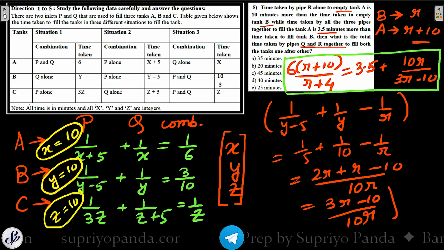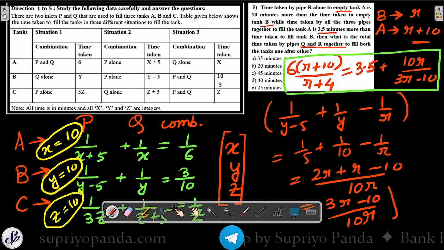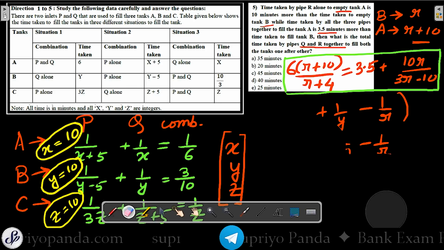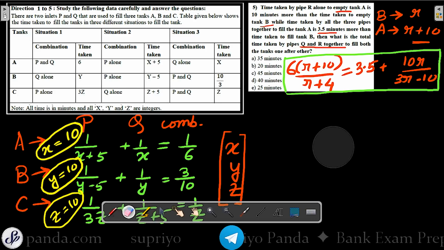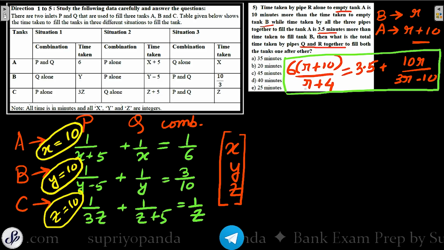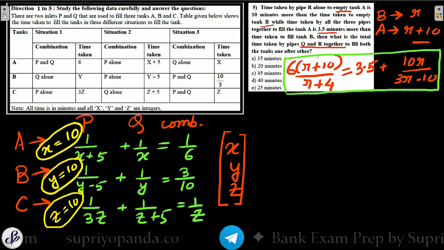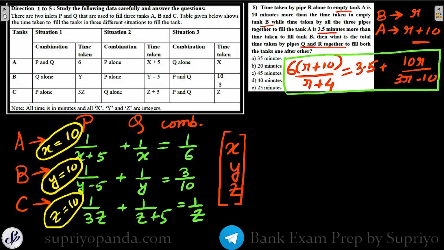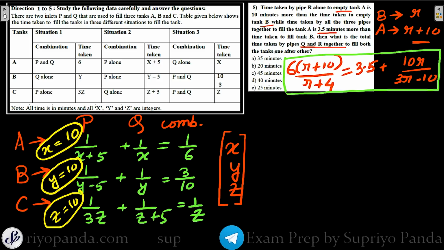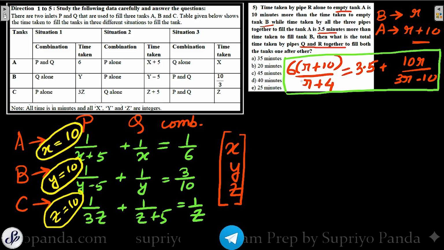But understand that if you are going to do this, it is going to take us a long time, so that is not something that we want to do. What we can do instead is try and reverse calculate this. What is the question asking us? What is the total time taken by pipes Q and R together to fill both the tanks one after another? So why not calculate that?